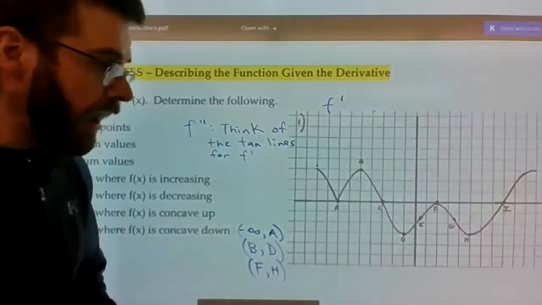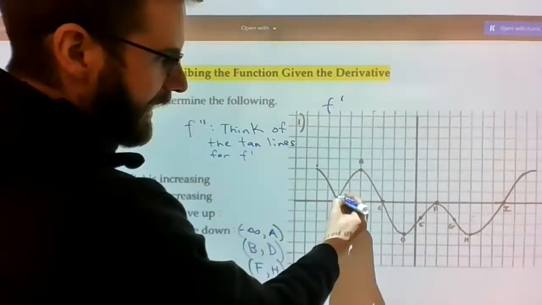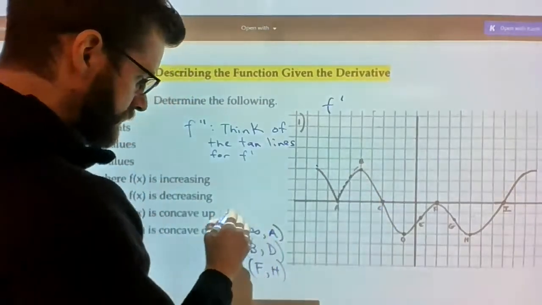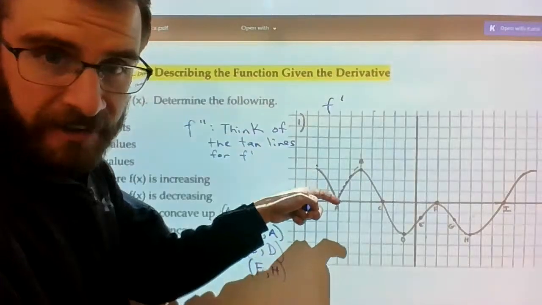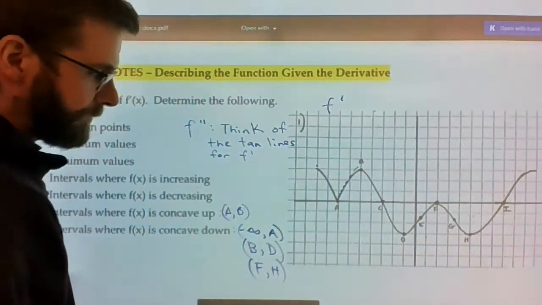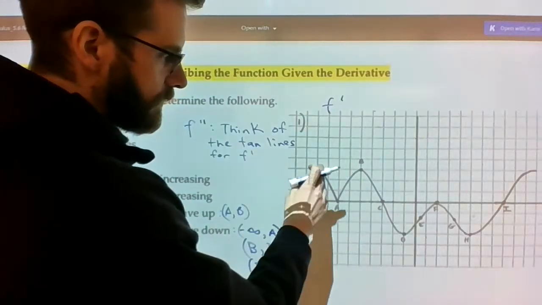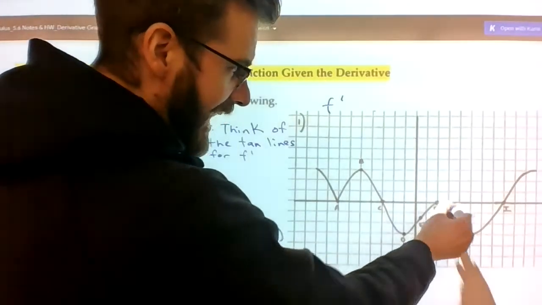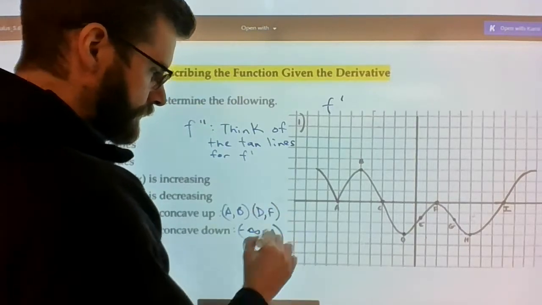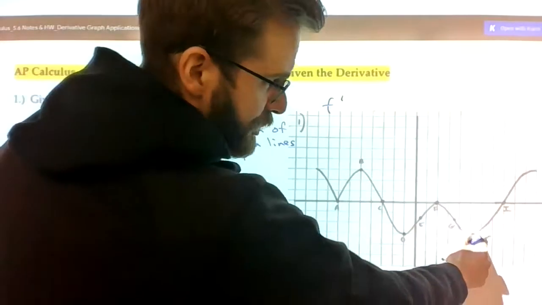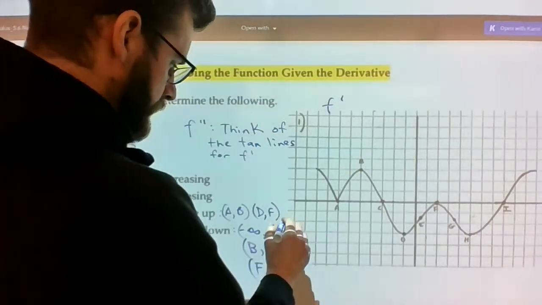It's concave up from A to B, because the derivative is increasing from A to B. From D to F, it's also increasing. And then from H, we'll just assume to infinity it's going to be increasing forever.